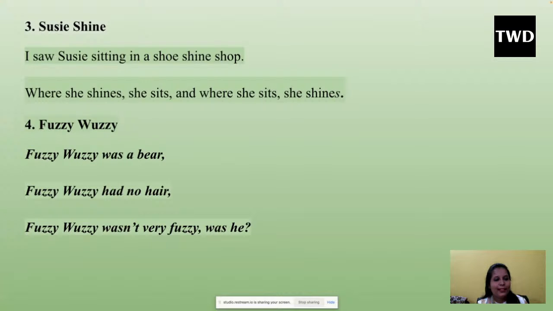Fuzzy Wuzzy was a bear. Fuzzy Wuzzy had no hair. Fuzzy Wuzzy wasn't very fuzzy, was he? And yes, you also have to remember, if there is a question mark, it should sound like a question. You cannot sound it like a full stop or an exclamation mark, so the listener won't understand whether you are asking something or answering something.